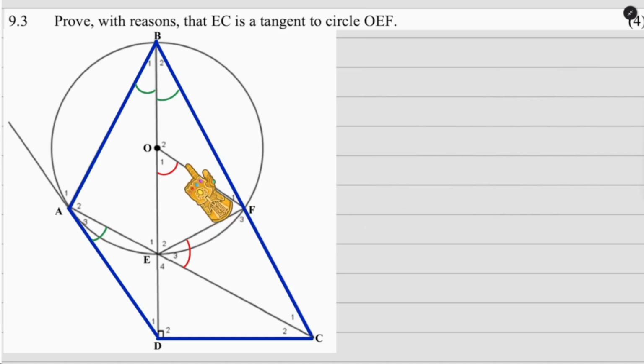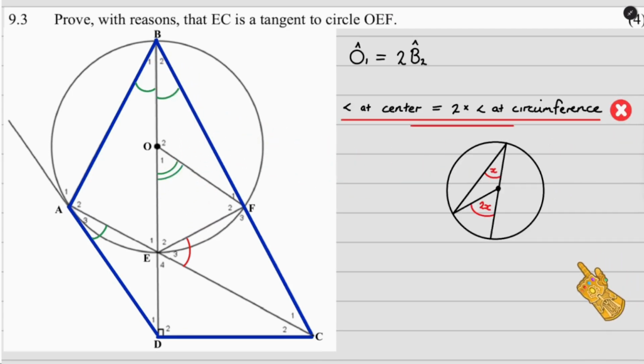I'm going to start off with O1. Now I can see O1 is at the center of the circle, and I know there's an angle here that I've already dealt with at the circumference of the circle. So O1 will be 2 times the size of B2. And for that we used angle at center is 2 times the angle at the circumference. So the one in the middle is 2 times the one at the circumference. So we're going to put this as our reason next to this line.